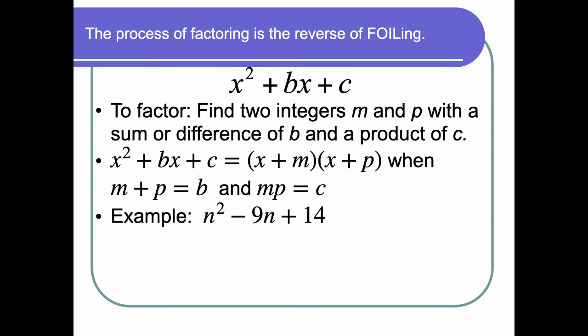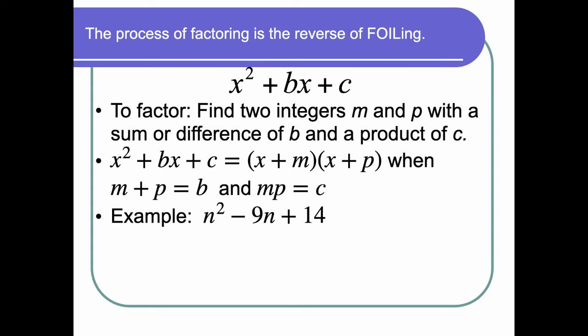Here's an example of how this works. We have n squared minus 9n plus 14. A couple of things to notice: our last number, the c, is 14. To get a positive number when you're multiplying two integers together, both of the numbers have to be either positive or both negative. Then we look at our middle term, which is a negative number. So if we want to add two positives or two negatives together to get a negative, our two numbers in this case have to be negative.